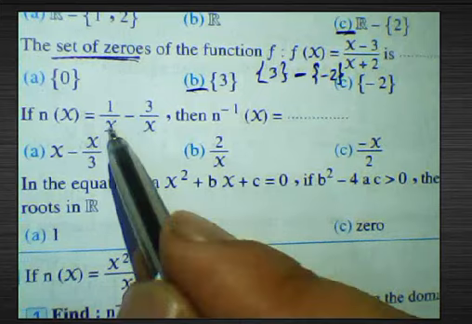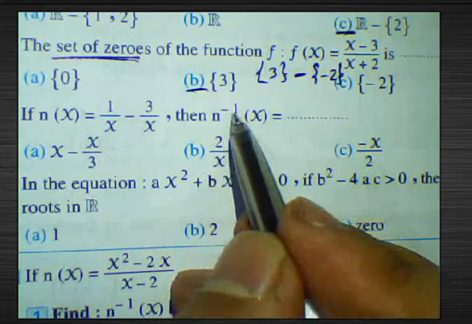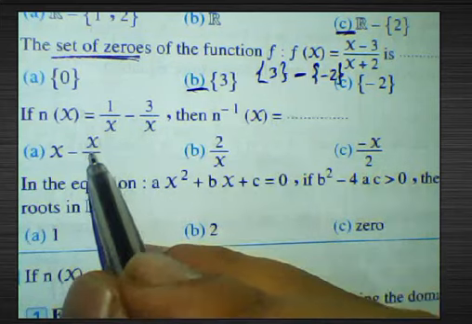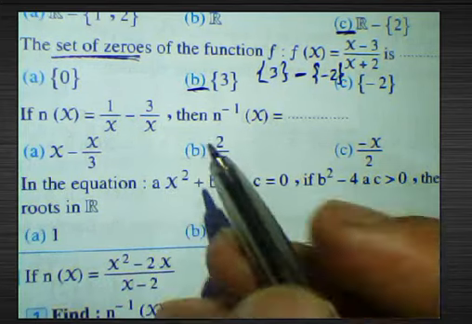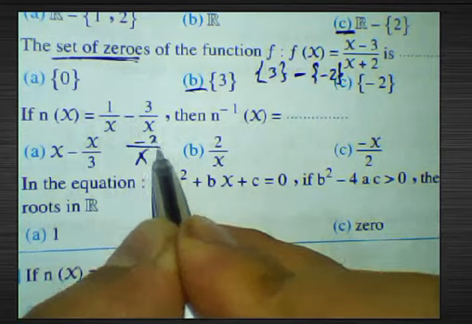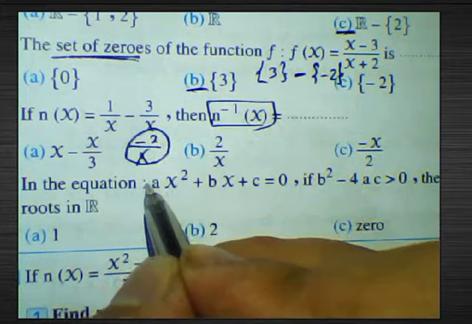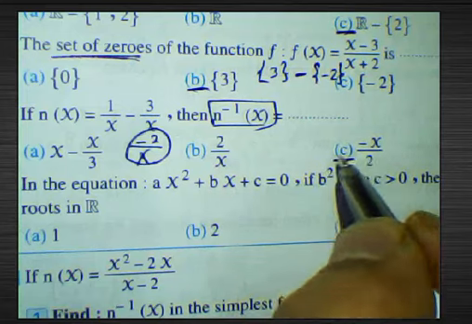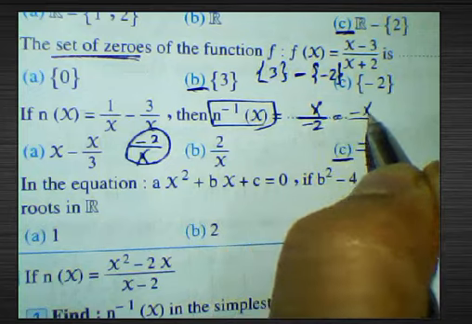If n of x equals 1 over x minus 1 over (1 minus 3 over x), then n to the power -1, the inverse of this function, is asked. First, you can find the simplest form of this expression. You can write x because you have the denominator 1 minus 3 equals -2. And then he asked about the inverse of this fraction. It will be x over -2. It will be letter C. We must write here x over -2, which means negative x over 2.